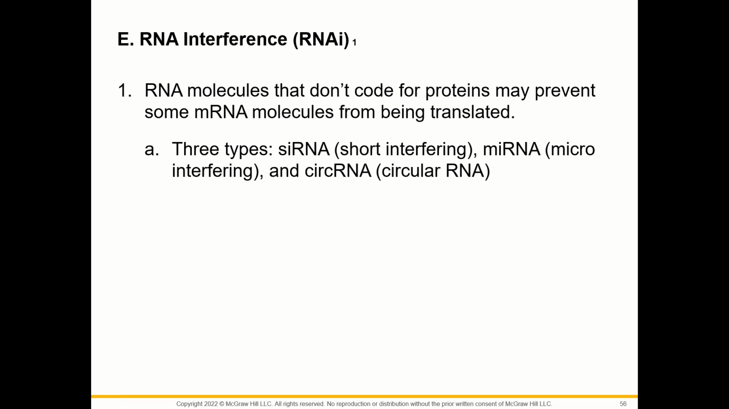Now we're talking about RNA interference, RNAi. Turn the page here to where it talks about that, page 66. So RNA molecules that don't code for proteins may prevent some mRNA molecules from being translated. There are three types: siRNA, short interfering; miRNA, micro-interfering; and circRNA, circular RNA. And then it goes on to talk about those on page 66.